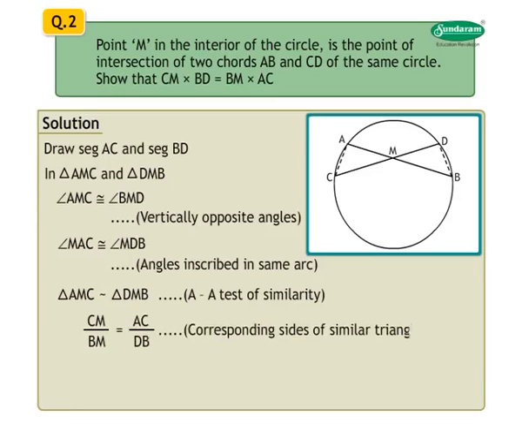Therefore, triangle AMC is similar to triangle DMB by angle-angle test of similarity. Therefore, CM upon BM is equal to AC upon DB as corresponding sides of similar triangles are proportional. Therefore, CM into DB is equal to BM into AC. That is, CM into BD is equal to BM into AC.